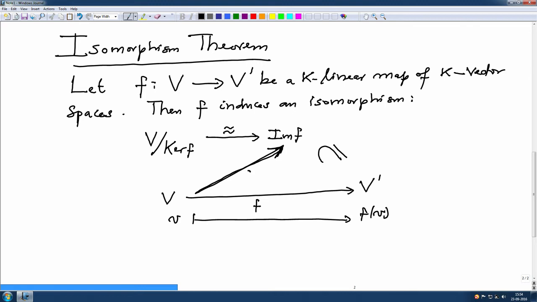So, I will again denote it by F only, and there is a natural map here, pi. This is a natural surjective map. Any V here goes to V bar. V bar is now by definition, we are denoting by V plus kernel F, or because we are denoting this map as pi, this also we are denoting by pi of V.